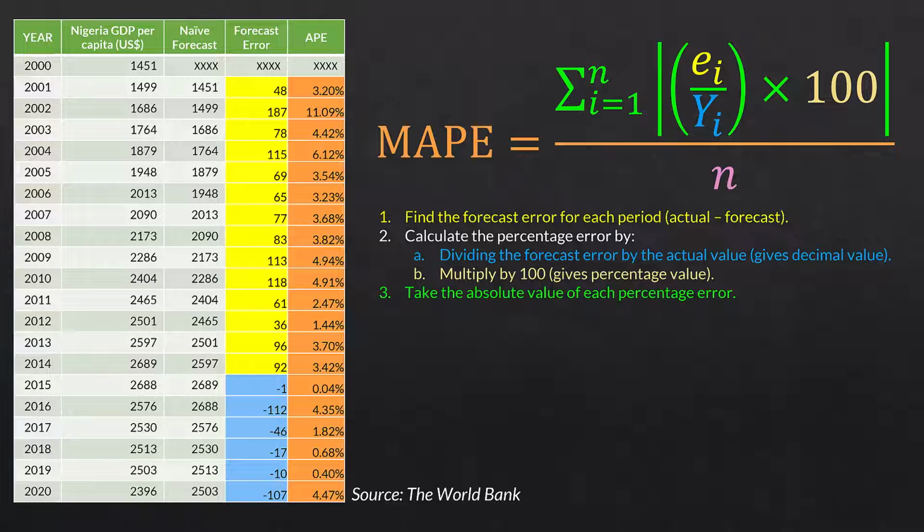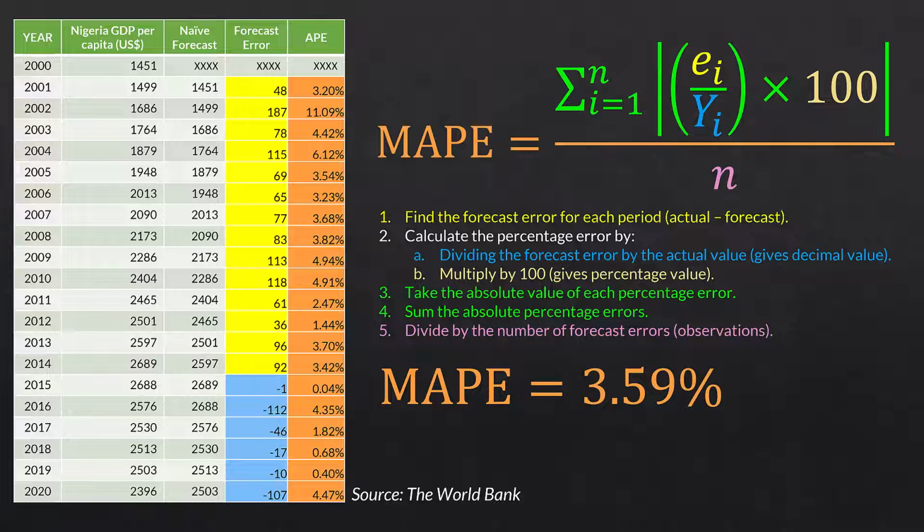Next, we take the absolute value of each percentage error, which of course just means making them all positive. That's why the final column in that table is APE, which is absolute percentage error. Then we sum the absolute percentage errors. So we take the sum of everything in that last column, and then we divide by the number of forecast errors we have there, so our observations. And when we do that, we get a MAPE of 3.59%. So if we take the mean or the average of all those percentages there in the final column, we have a MAPE of 3.59%.